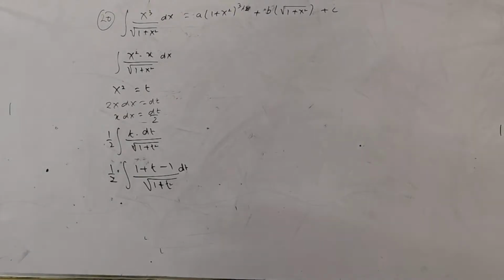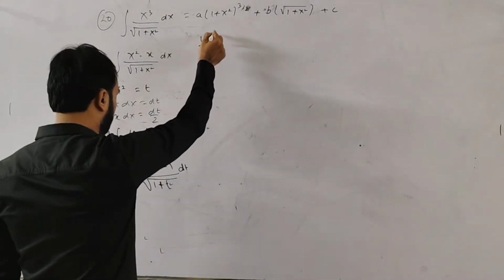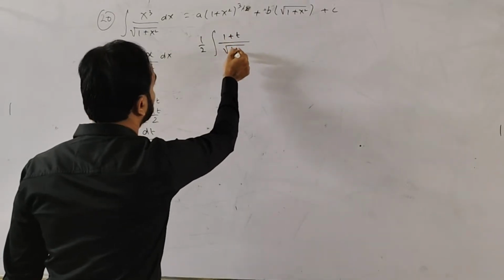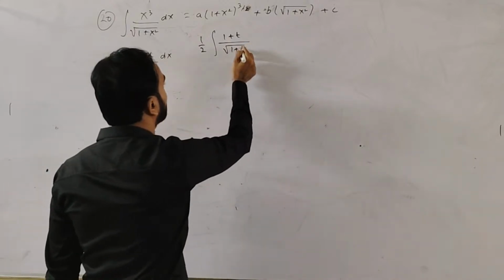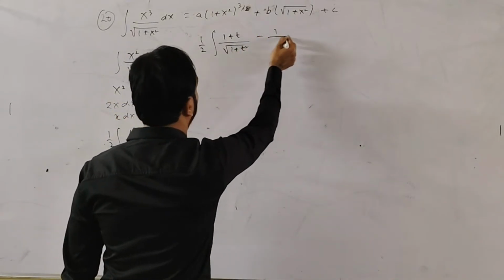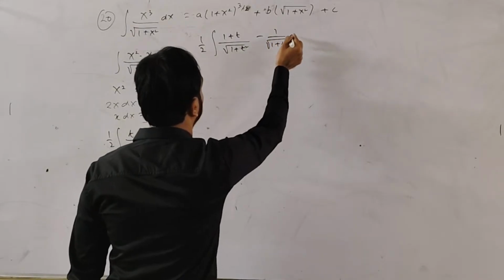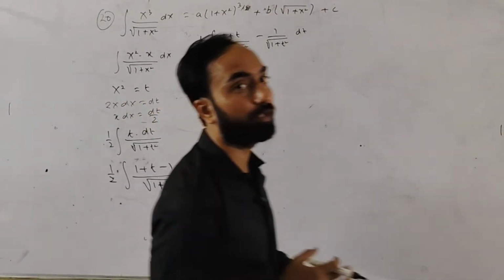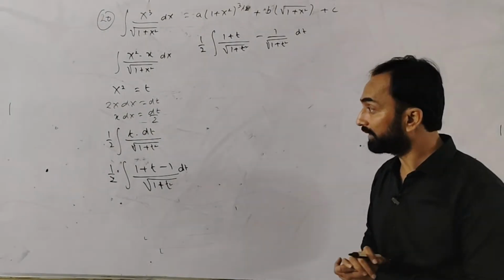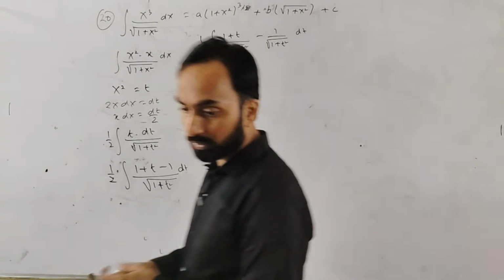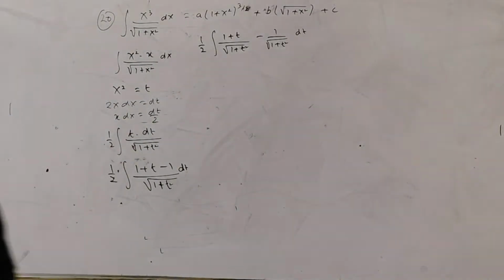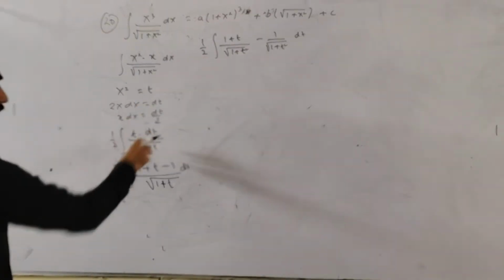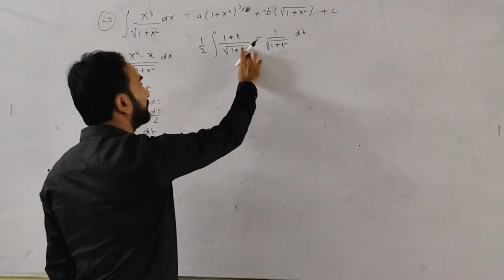Now bifurcate into two parts. This will become (1 plus t) over square root of 1 plus t, minus 1 over square root of 1 plus t, and the complete is dt. Now in the numerator we have 1 plus t and in the denominator we have the square root of 1 plus t. Is it t square? No, it should be t only, because x square we have assumed as t. So everywhere make the change, this should be only t.